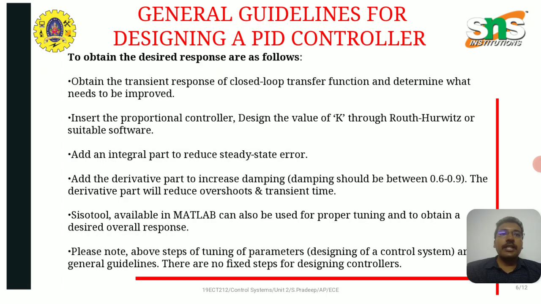General guidelines for designing a PID controller to obtain the desired response are as follows. Obtain the transient response of the closed loop control function and determine what needs to be improved. Insert the proportional controller. Design the value of K through Routh Hurwitz or suitable software. Add an integral part to reduce steady state error. Add the derivative part to increase damping. The derivative part will reduce overshoot and transient time.